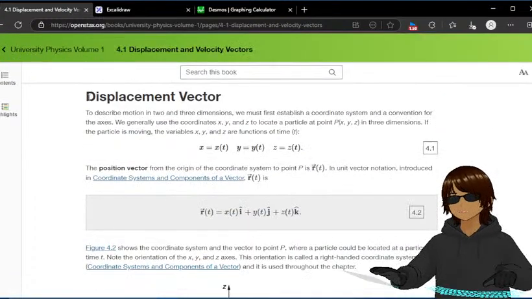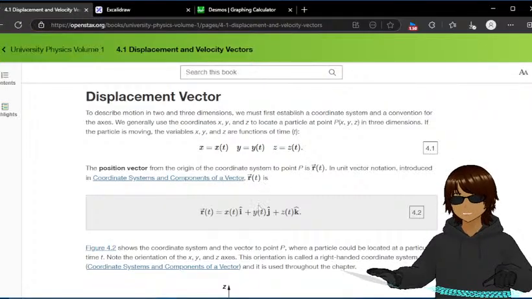Displacement vector. To describe motion in 2 and 3 dimensions, we must first establish a coordinate system and a convention for the axes. We generally use the coordinates x, y, and z to locate a particle at point P in 3 dimensions. If a particle is moving, the variables x, y, and z are functions of time. The position vector from the origin of the coordinate system to point P is r, so a vector-valued function. In unit vector notation, r is the i vector times x, j vector times y, and k vector times z.